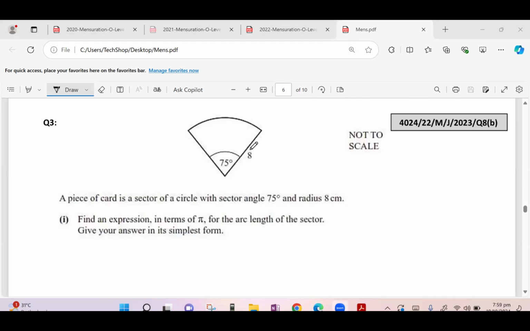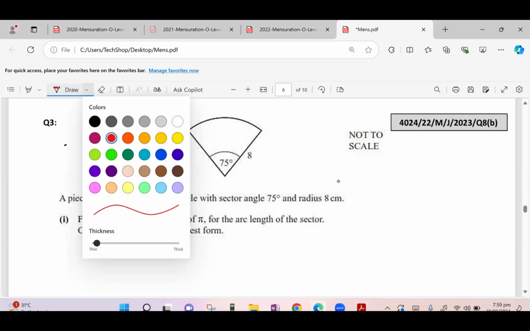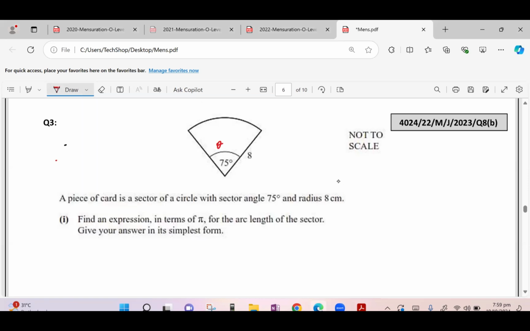Now this is the topic of mensuration, and this piece of card is a sector of a circle. Angle is 75 degrees, radius is 8. So theta is 75, radius is 8 here. Okay, so find an expression in terms of pi for the arc length of this sector. Arc length of this sector is what?